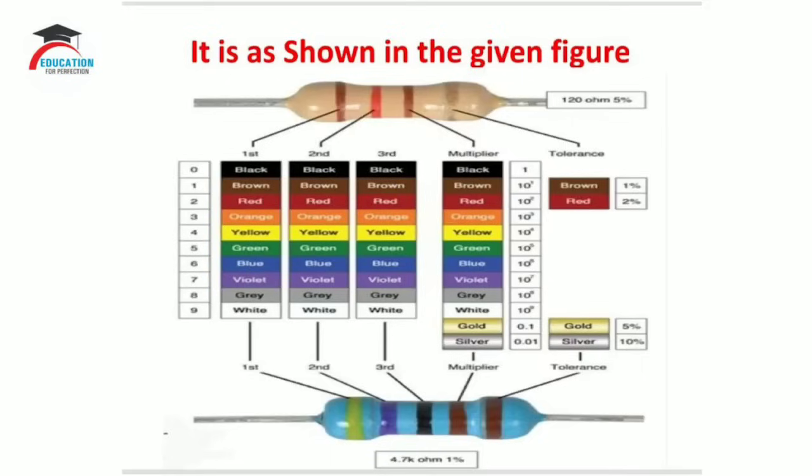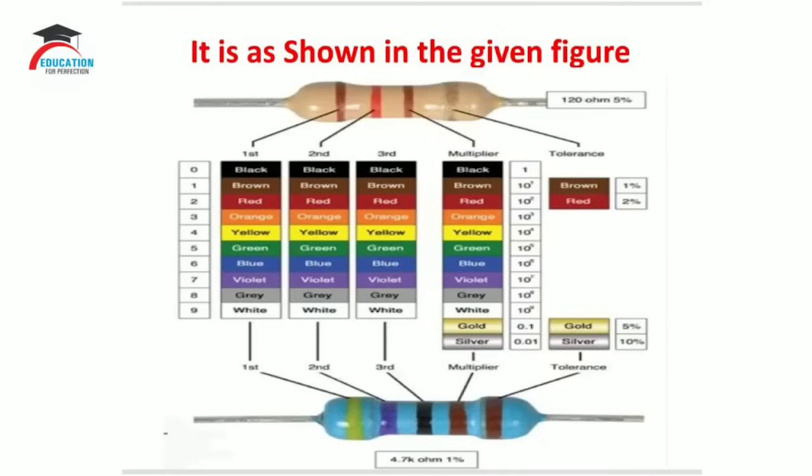Then the next color band is the third color band, which is represented with a brown color. This color band will now show us the multiplying factor. As you are seeing in this figure, the third color band is indicating another term called the multiplier.